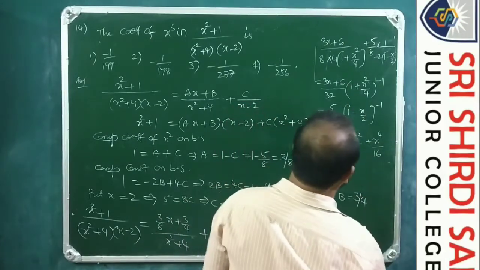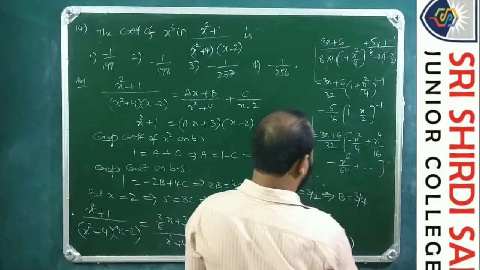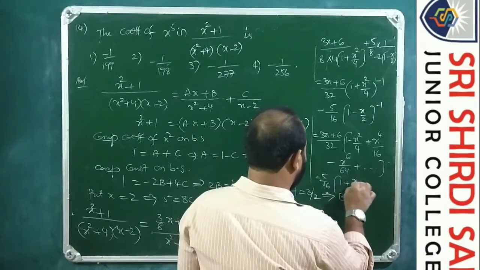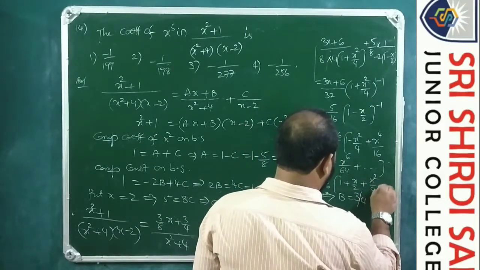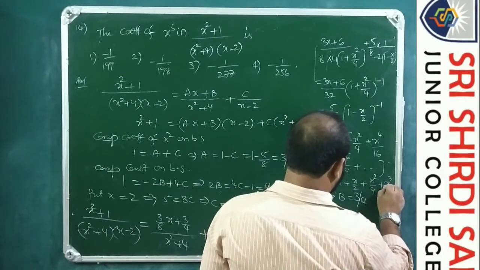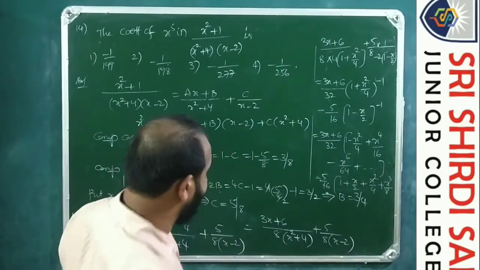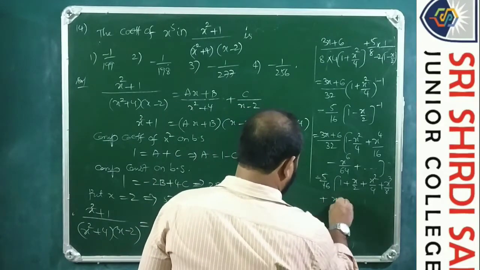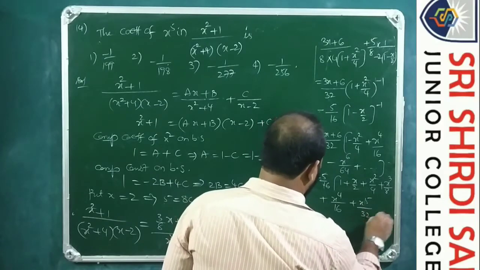So by 64 plus so on, minus 5/16 into this is 1 plus x/2 plus (x/2)², x²/4, (x/2)³, x³/8, and this is x⁴/16 plus x⁵/32 plus and so on.